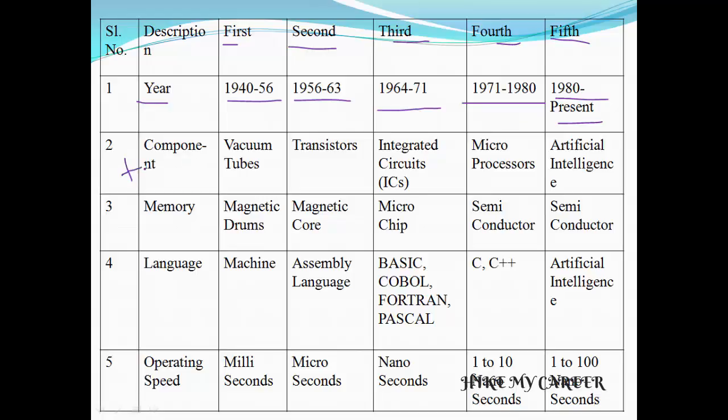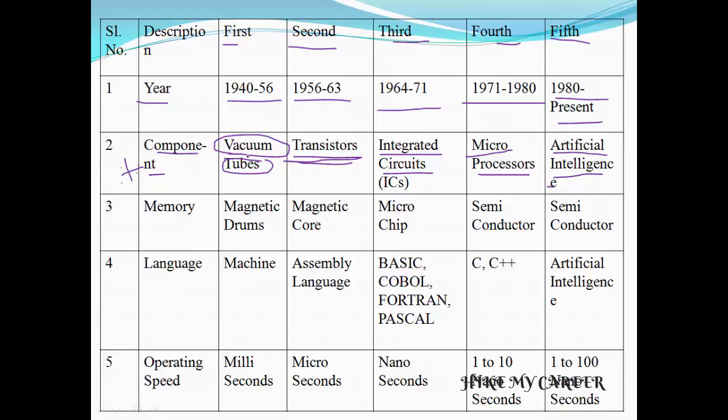Next important question is the component of each generation of computer. Component is very important. In the first generation they used vacuum tubes. Second generation component is transistors. Friends, please note transistor. Third generation is integrated circuits, fourth generation component is microprocessor, and fifth generation component is artificial intelligence. So it is very important for the bank exam.